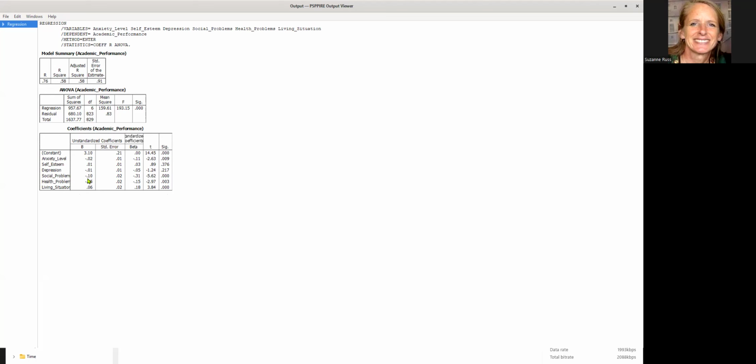All the remaining three are significant. As social problems go down, academic performance goes up. As health problems go down, academic performance goes up. And as living situation improves, academic performance improves.